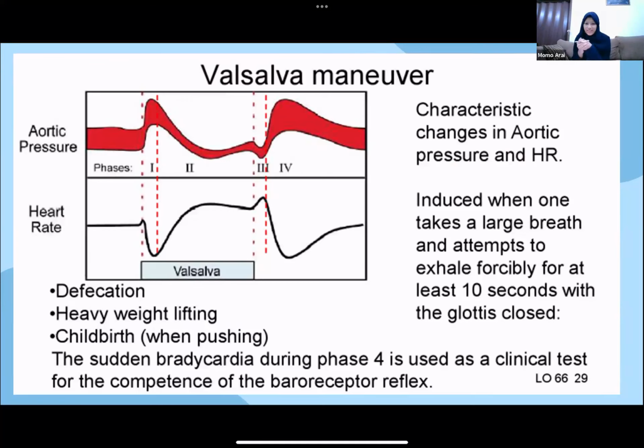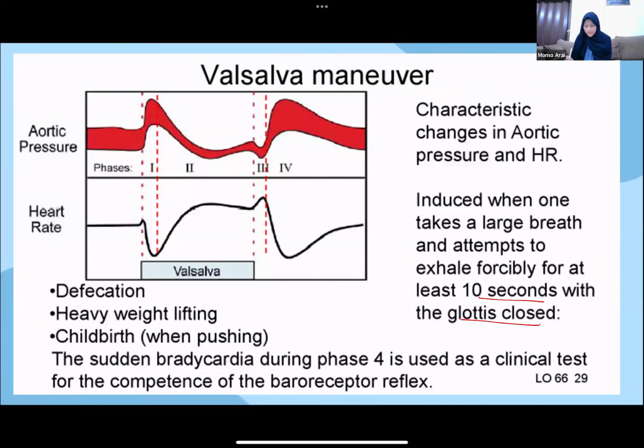I'll explain it and then tell me if you got it or not. The Valsalva maneuver is when someone takes a deep breath, keeps it in, and tries to exhale against a closed mouth. So they're not exhaling it, they're just keeping it inside, but blowing it out, for a long time with the glottis closed, as you can see here.